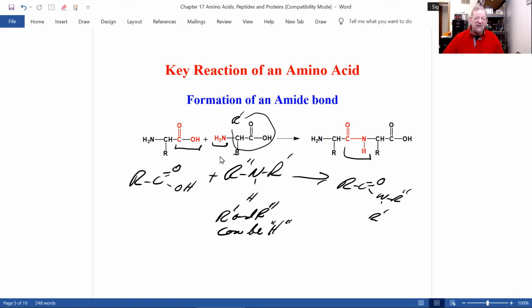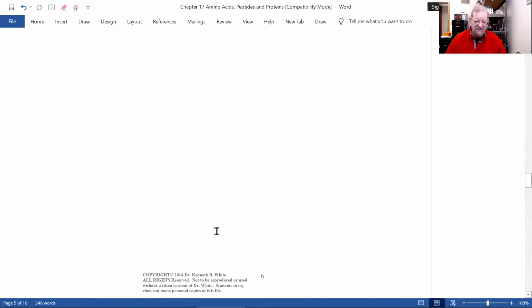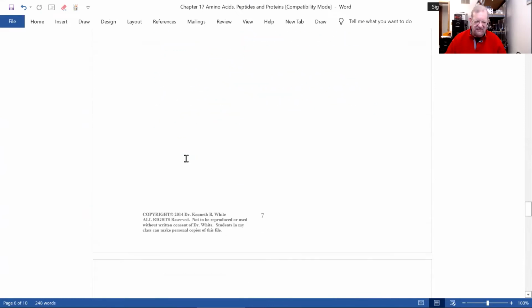So how does Mother Nature put together amino acids? By forming an amide bond right there. That's in red. However, protein chemists call that a peptide bond. I'm not a protein chemist, I'm a synthetic organic chemist, and I call it an amide bond. But I'm not going to ask you that. And a peptide, which I won't ever ask, but for other classes you may need to know, has 2 or more amino acids joined together, and the amide bond is called a peptide bond.